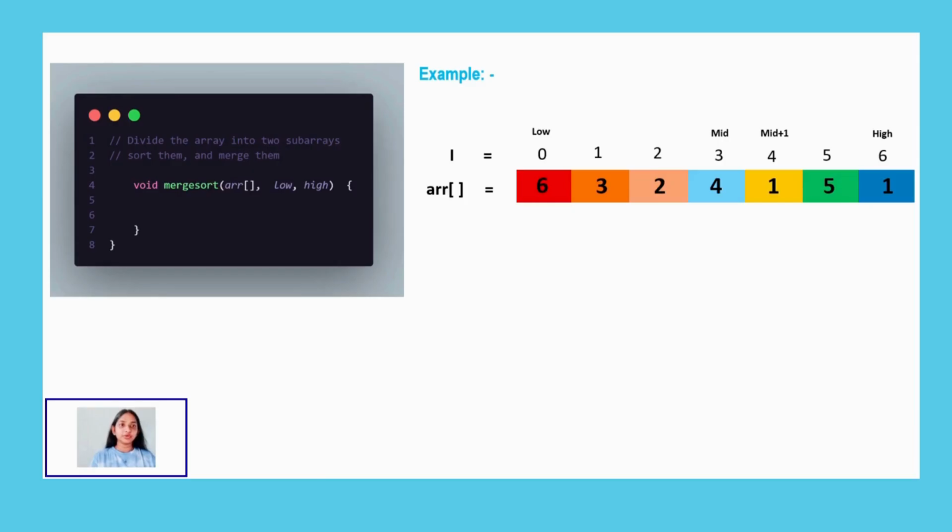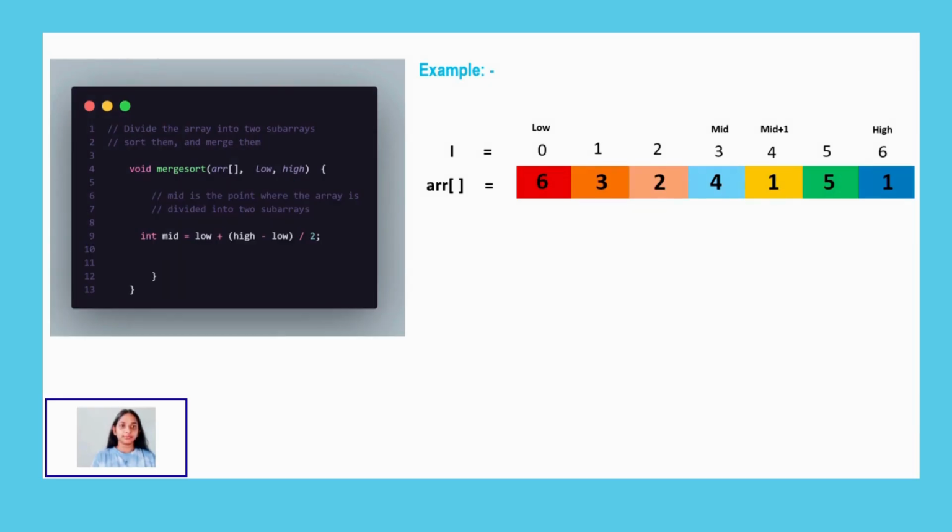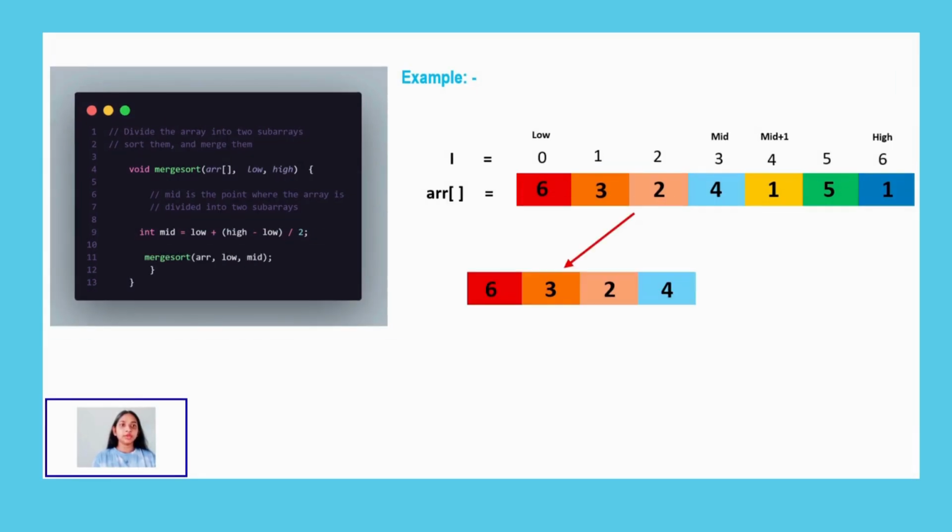Divide the array recursively into almost two halves. Let's write the method for it. First, we have a method named merge sort, which accepts three parameters: the input array, start index or low, and end index or high. As we need to divide the array into almost two halves, we'll use this formula to calculate the mid. Now we know the mid. Let's divide the array recursively. So we'll call the same method but with different parameters.